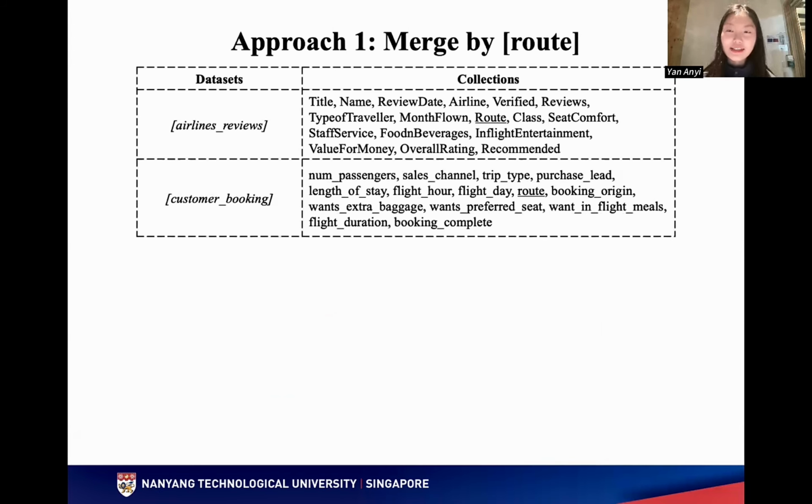So let's just look at the two data sets. We may simply find that they have the same column, which is called route. Would this be the most ideal approach? We may think that we could merge the two data sets by using the route column.